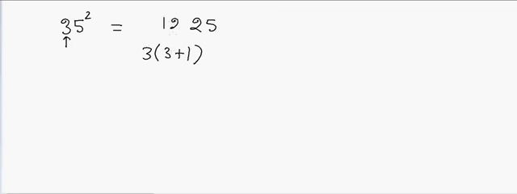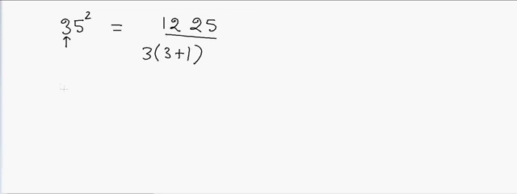Suppose we have to take a square, how can we do that in our mind without using a calculator? Suppose I have 35 and I want to square it. Then what I have to do is write 25 at the end, and then take 3, which is the first digit, and multiply it with its increment. So 3 plus 1 is 4, and 4 into 3 is 12. So the answer is 1225.